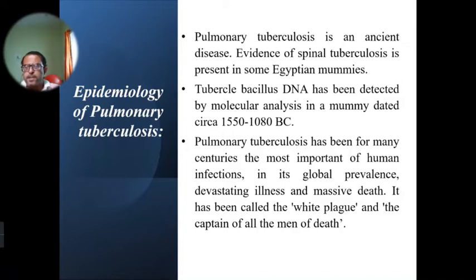In its global prevalence, it occurs throughout the world. It is not limited to a particular part of the world. Because of this, it is also causing devastating illness. This illness is very serious. If that person is not treated, the person may ultimately die. The effect of this pulmonary tuberculosis may ultimately result in the death of that person.